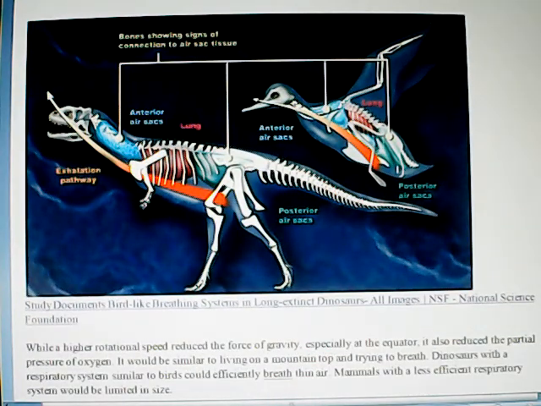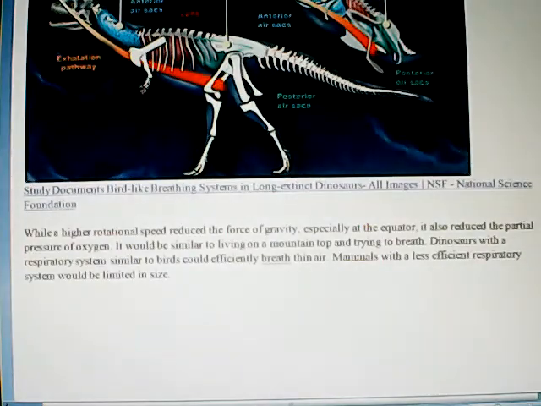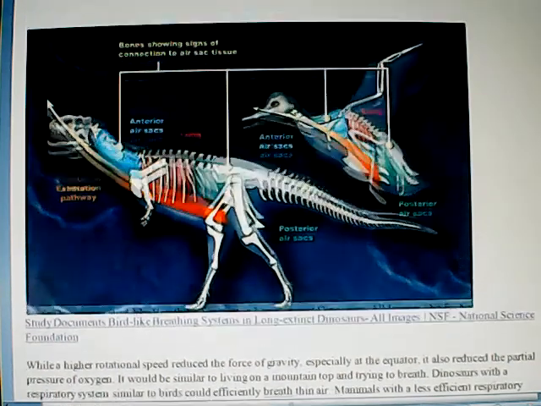And the reason we didn't have bigger mammals during that time is that the higher rotational speed reduced the force of gravity, especially at the equator. The centrifugal force counteracted the force of gravity, therefore allowing bigger animals to live because they didn't weigh as much. It also reduced the partial pressure of oxygen, which meant that mammals would have a harder time breathing.